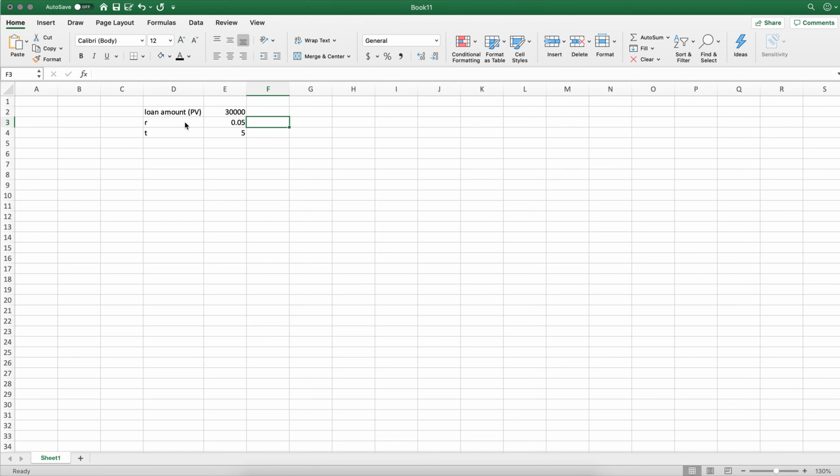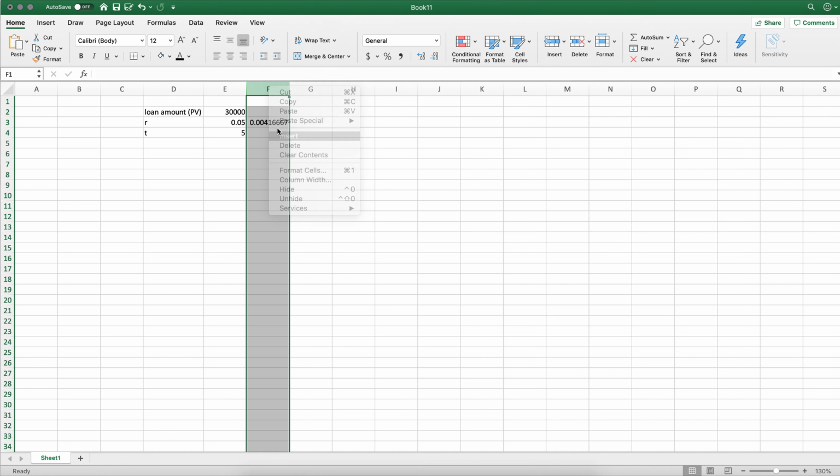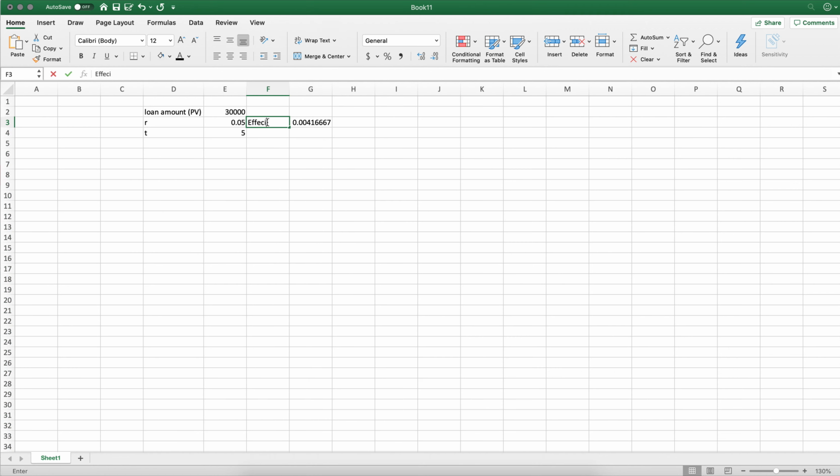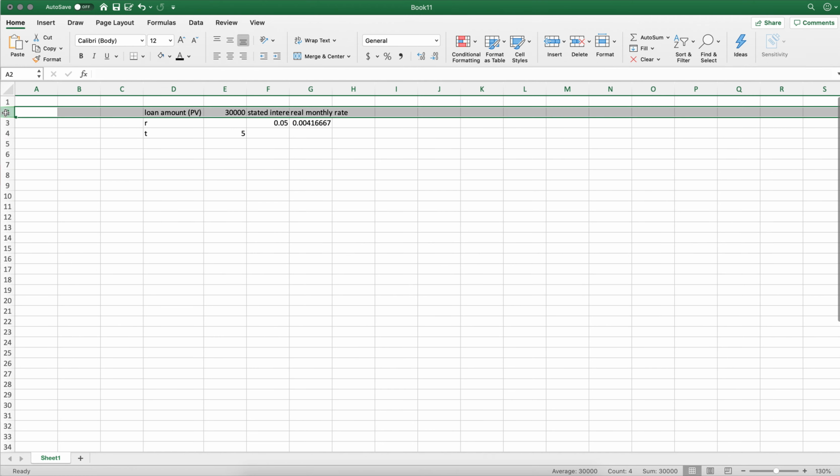So the problem is we're going to make monthly payments. So this is not the correct rate. This is 0.004, the effective monthly rate. And I'm going to write this up. Let's see, what's the best way? I'm going to insert a column. Actually, let's do it this way. And let me just wrap those cells.